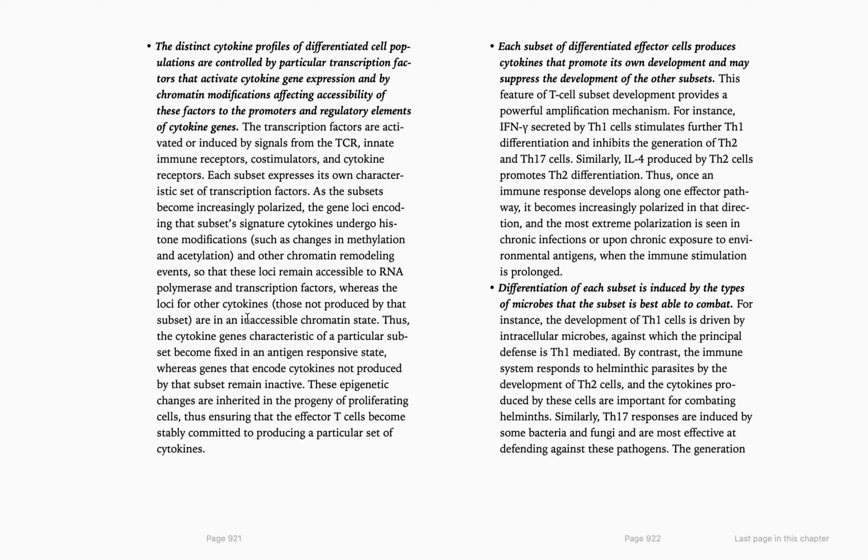Differentiation of each subset is induced by the types of microbes that the subset is best able to combat. For instance, the development of T helper 1 cells is driven by intracellular microbes, against which the principal defense is T helper 1 mediated. By contrast, the immune system responds to helminth parasites by development of T helper 2 cells, and cytokines produced by these cells are important for combating helminths. Similarly, T helper 17 responses are induced by some bacteria and fungi and are most effective at defending against these pathogens.